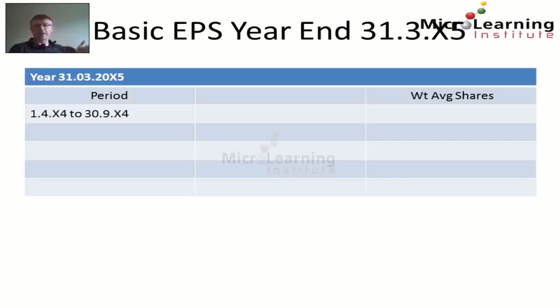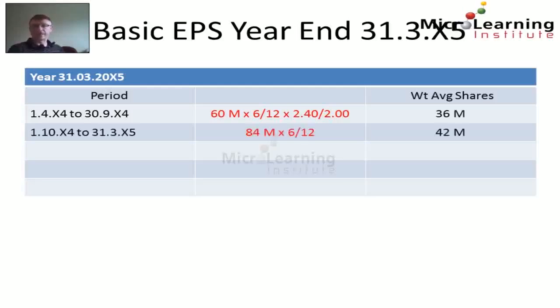So again, for the period 1st of April X4 to the 30th of September X4, we had 60 million shares in circulation for a 6-month period, and of course they became subject to the bonus element of the rights issue. So once again, we multiply them by that bonus fraction of 2.4 over 2. So the time-weighted average number of shares in circulation for that period is 36 million shares.